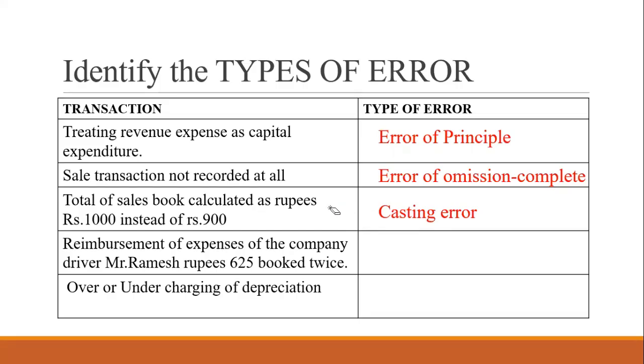Yes, perfect. Next, reimbursement of expense of the company driver Mr. Ramesh, rupees 625, booked twice. Exactly, it is error of duplication. It was written twice. Yes, it is error of duplication. Perfectly noted down. And the last one, over or under charging of depreciation.